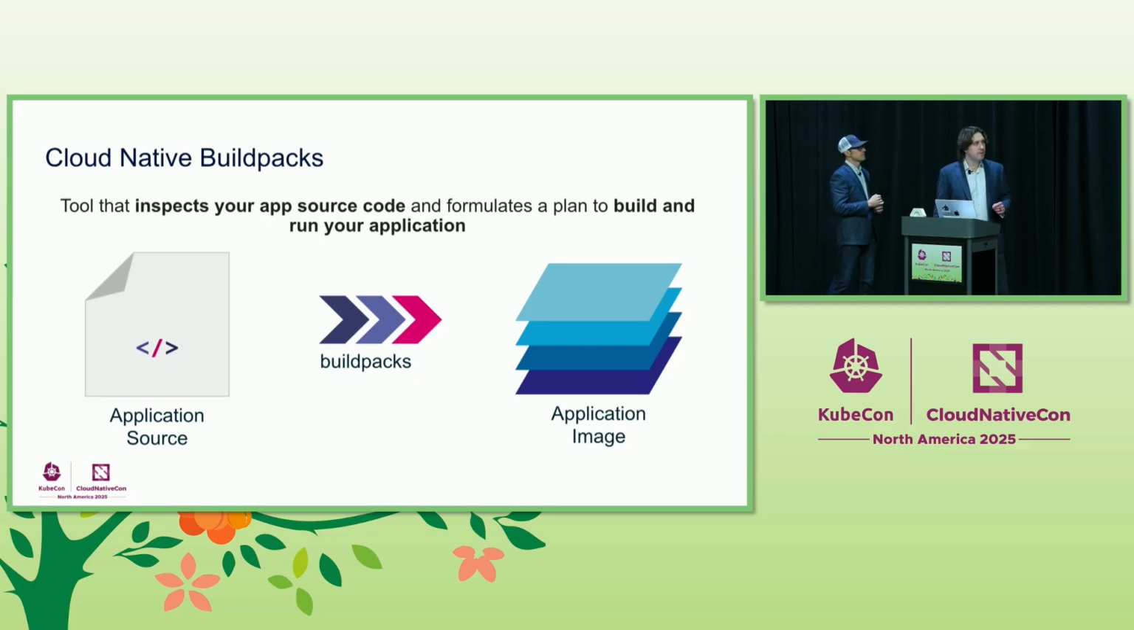All right. So let me give you a quick introduction to Cloud Native Buildpacks. Cloud Native Buildpacks are a tool that inspects your source code and figures out how to package that up into an image and run your application. You might think, okay, we've got a way to build our applications into an image. But let me tell you a little bit about why Buildpacks is different than the build system you might be using.